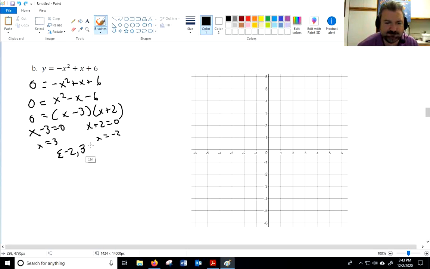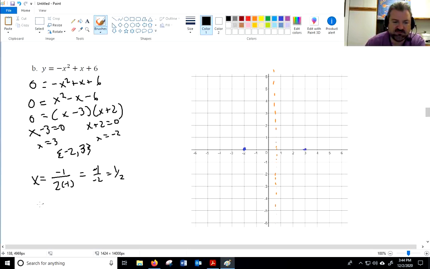All right. So we have negative 2 and 3. Now let's find where the vertex would be. Well, the vertex is going to have to be halfway in between there. So it's going to be at x equals negative b over 2a, so negative 1 over 2 times negative 1. That's going to be negative 1 over negative 2, which is a positive 1/2. Oh, yuck, right? Why did that happen? Well, you can see from the zeros, this is the point that would be halfway in between them, 2.5 away from each one. So we're going to have to deal with that.